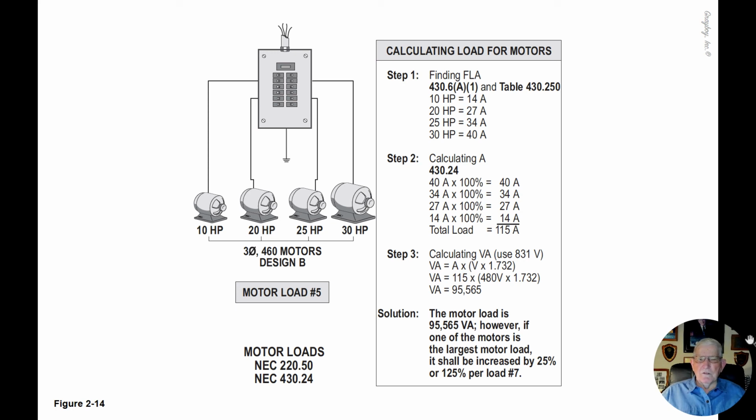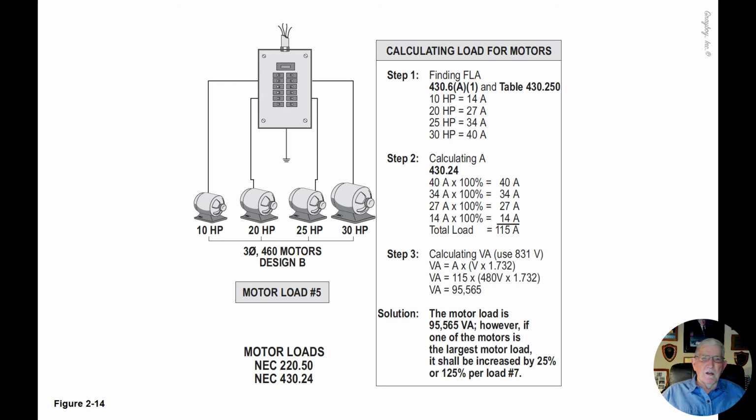Now this illustration deals with motor loads in accordance with NEC 220.50 and NEC 430.24. In the illustration we have four motors: a 10 horsepower motor, a 20 horsepower motor, a 25 horsepower motor, and a 30 horsepower motor. These motors are three-phase 460 volt Design B, and as stated before, the Design B represents the procedure and manner in which the manufacturer manufactures the motor.